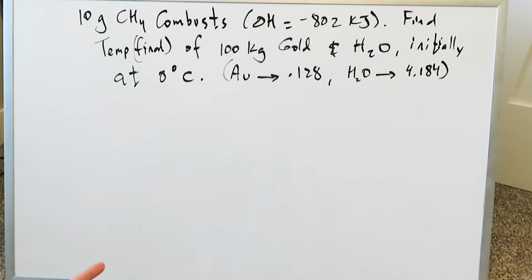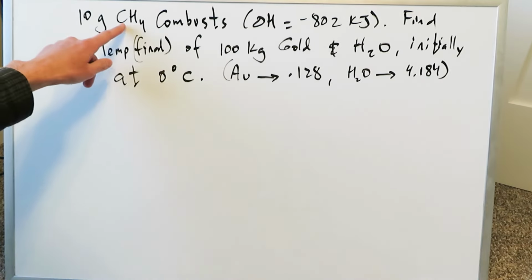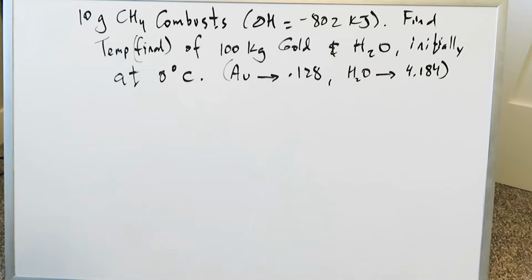In this video we are looking specifically at transfer of heat and heat capacity calculations. We have a good comprehensive problem over here. We have 10 grams of methane gas which are combusting. The heat of reaction is given here, minus 802 kilojoules. That minus tells you it's an exothermic reaction. Anytime you combust a hydrocarbon, you're generating heat.